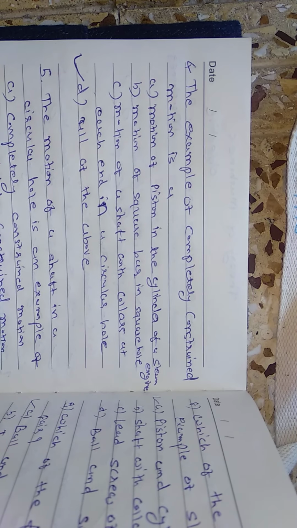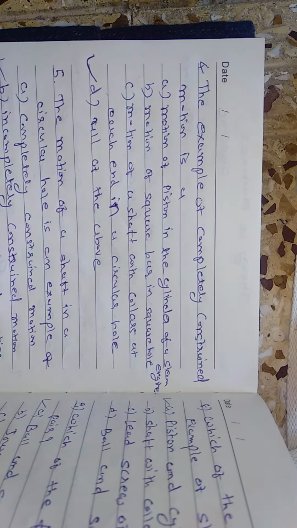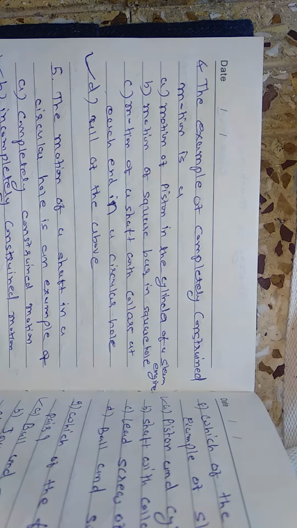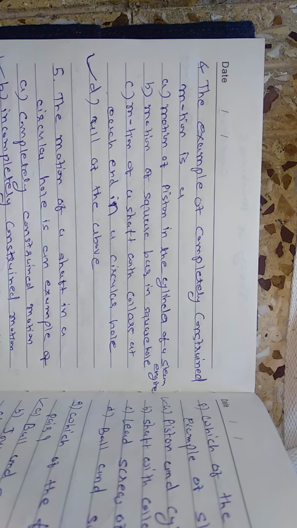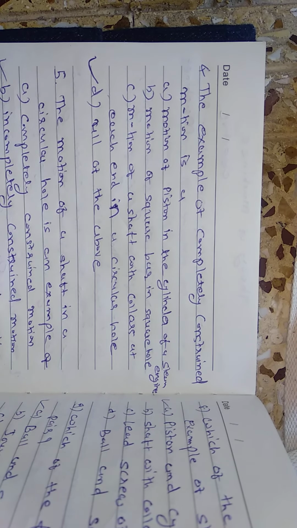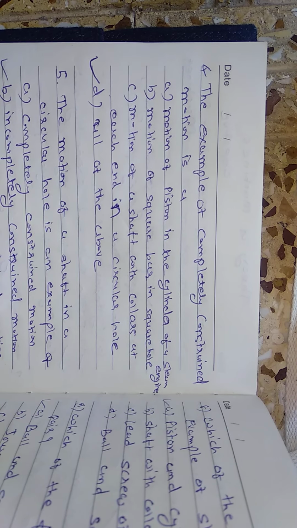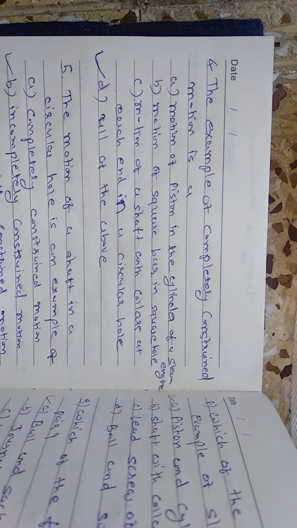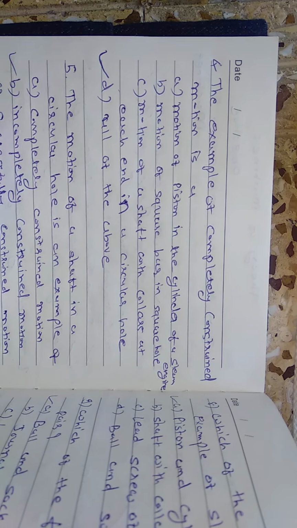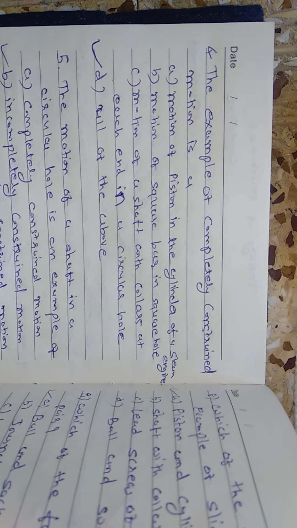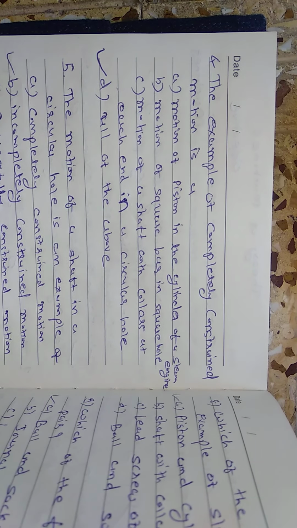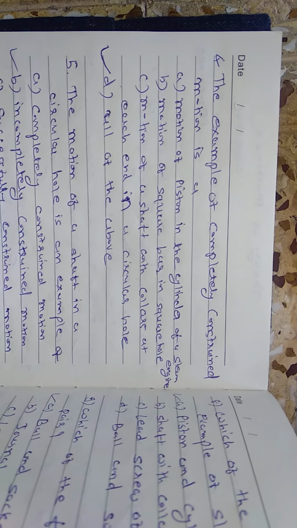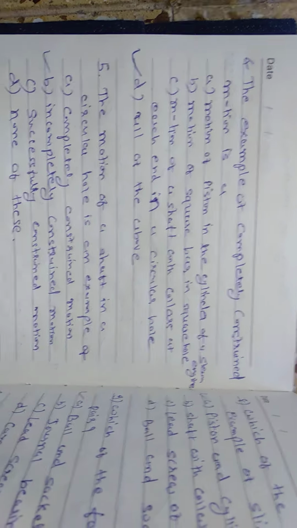So fourth question: the example of completely constrained motion is the motion of the piston in the cylinder of a steam engine. Obviously that is completely constrained motion. Motion of the square bar in the square hole, okay, only reciprocating motion is possible. C is the motion of the shaft with collar at each end in the circular hole, so only rotation is possible in this third objective. So all of the above is the right answer for examples of completely constrained motion.